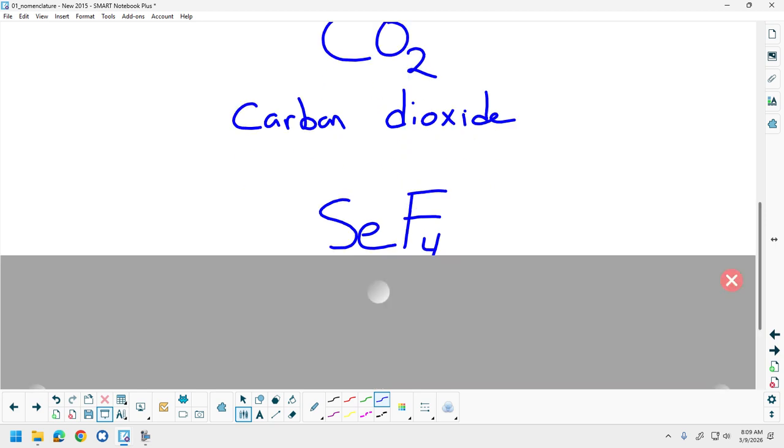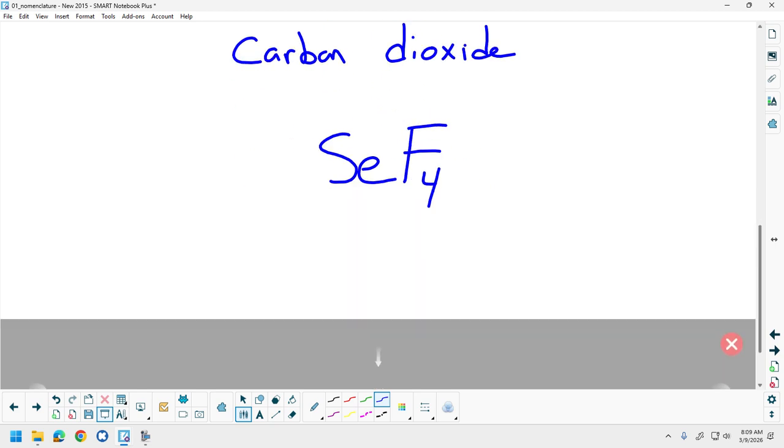And then our last example for writing names, we've got selenium, and there's only 1 of them, so no prefix. And then here we have fluorine, which we're going to change to fluoride, and the prefix for 4 is tetra, so this is tetrafluoride.